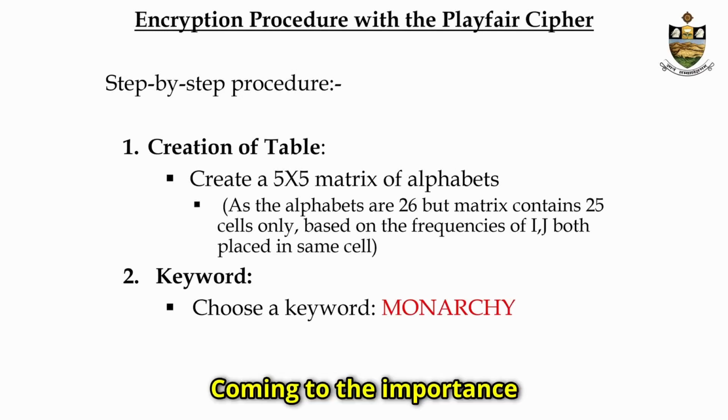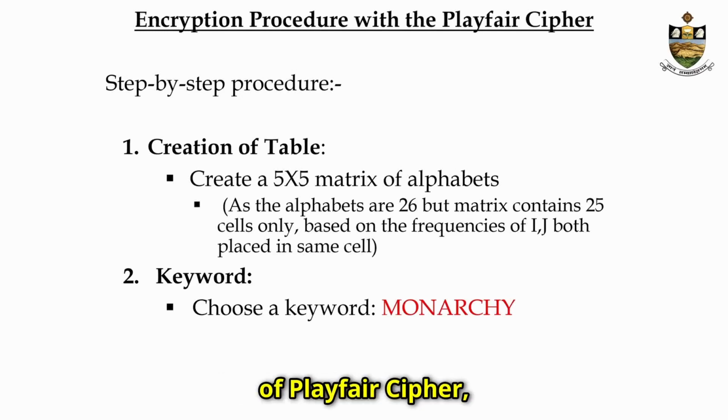Coming to the importance of Playfair cipher, there is some specialty among the substitution techniques. Any substitution cryptographic technique deals with the encryption of one alphabet at a time, whereas Playfair deals with the encryption of multiple letters, particularly 2 letters at a time. Now we will understand the step-by-step procedure of Playfair cipher.